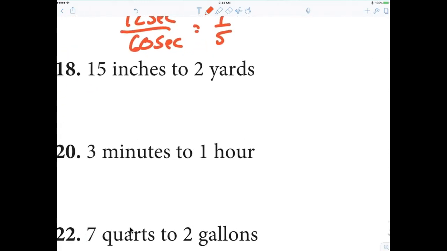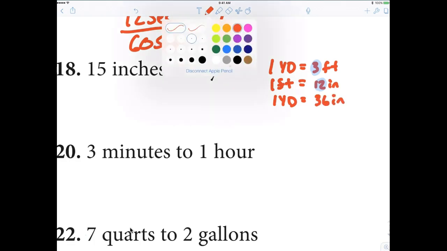18, ooh, now this one's a good one. Inches in a yard, right? So we said that in 1 yard there is 3 feet, but in 1 foot there is 12 inches. So 1 yard is equal to, now think about it, if 1 yard is equal to 3 feet, and each foot has 12 inches, you should be able to tell me that 1 yard is the same as 36 inches. All right?